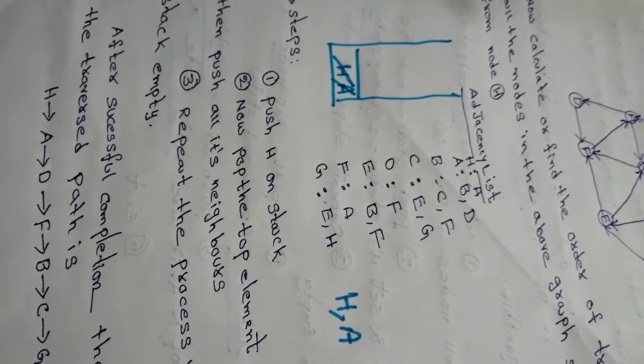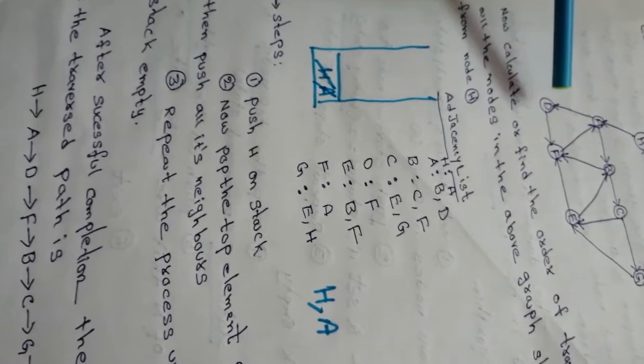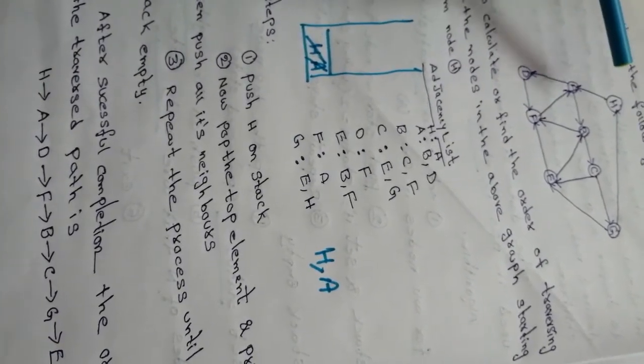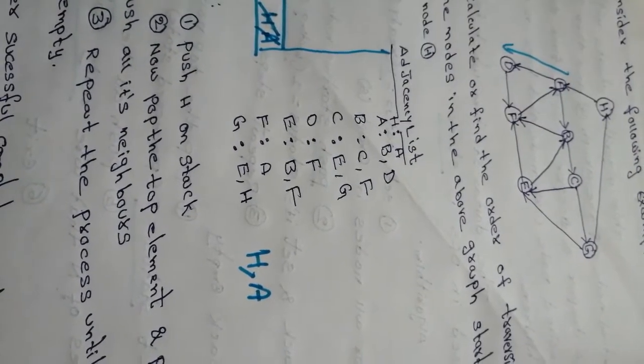So what are the adjacency nodes of A? B and D are the adjacent nodes. I am having node D. I am having node B. So as we are representing depth first search, we have to take the nodes from this notation. H to A, A to D, and then I have to move A to B.